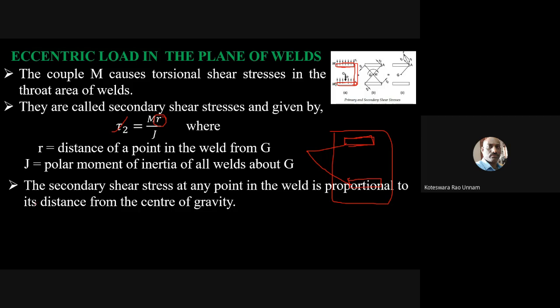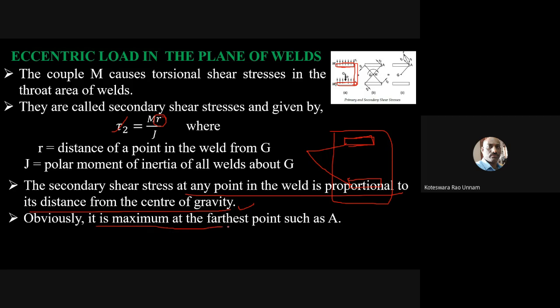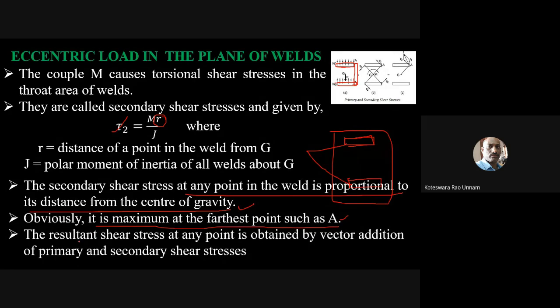So the secondary shear stress at any point in the weld is proportional to its distance from the center of gravity. This is what I already told you. Obviously, it is maximum at the farthest point such as A. This is also already explained to you. The resultant shear stress at any point is obtained by vector addition of primary and secondary shear stress. So what is this vector addition? In case of riveted joints, we already discussed how the primary and secondary shear stress are going to add.